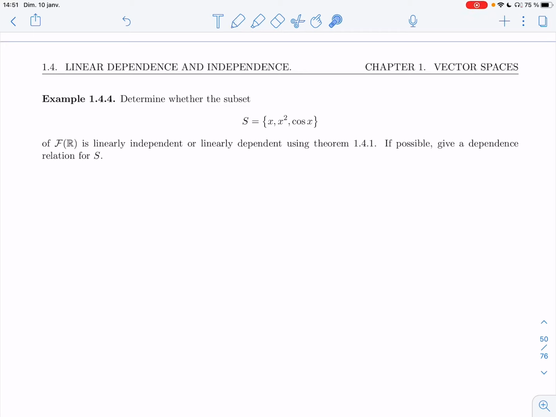Welcome back. In example 1.4.4, we'll be looking at this subset of the set of functions with real domain and real values. We want to know if that subset is linearly independent or linearly dependent using theorem 1.4.1, using the number of solutions of the equation which gives you 0. If possible, give a dependence relation for S.